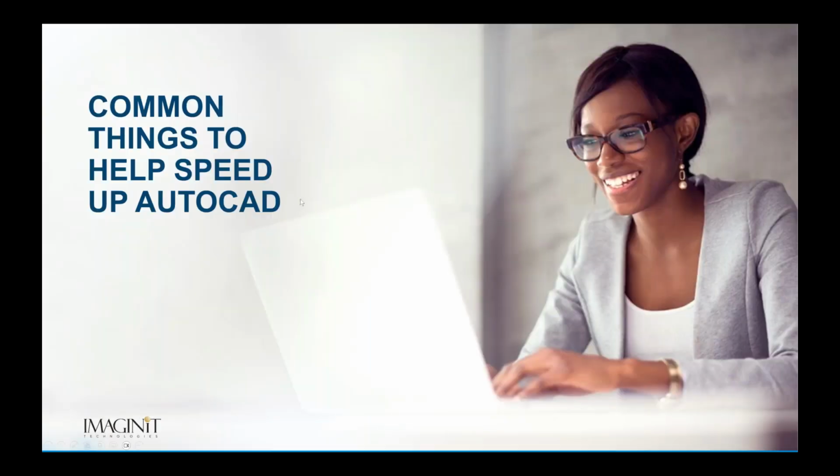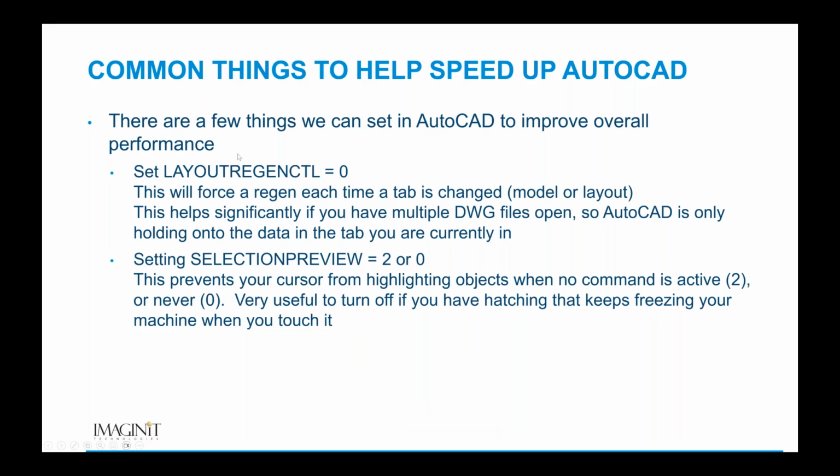So let's talk about some common things to speed up AutoCAD. And this again does apply to verticals. So there's a few things we can set in AutoCAD to improve overall performance. So the first thing is setting layout regen control or LAYOUTREGENCTL to 0. So what this will do is this will force a regen every time a tab is changed, either to go to the model tab or any of the layout tabs. This helps significantly when you have multiple drawing files open, so AutoCAD is only holding on to the data in the tab you're currently in.